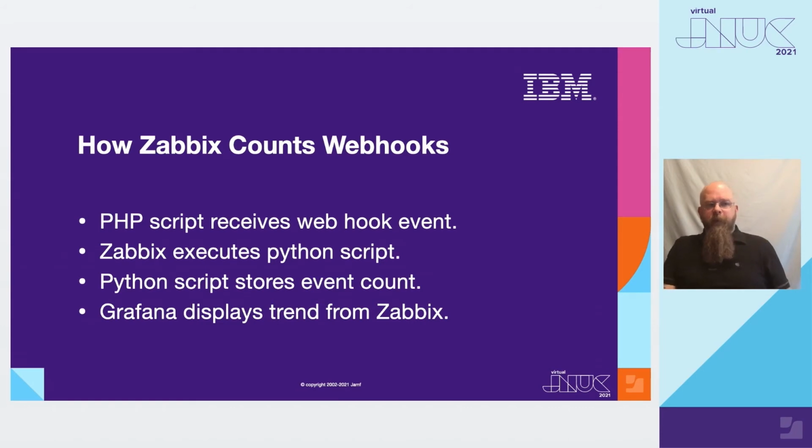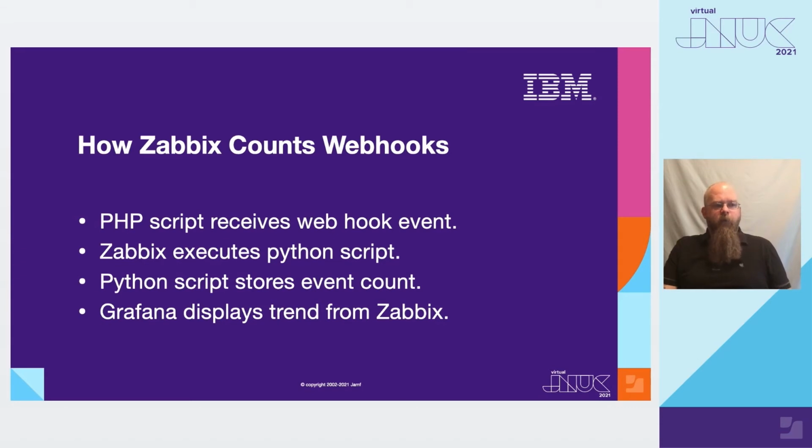Let's go a little bit more in depth here on some of the information that I covered earlier. How does Zabbix count webhooks? When Jamf Pro sends a webhook, it points to that PHP receiver script. The PHP receiver script writes files into specific folders based on the webhook. On a 1-minute interval, Zabbix executes a custom Python script that looks in that folder and counts the number of files that are present, representing the webhooks.